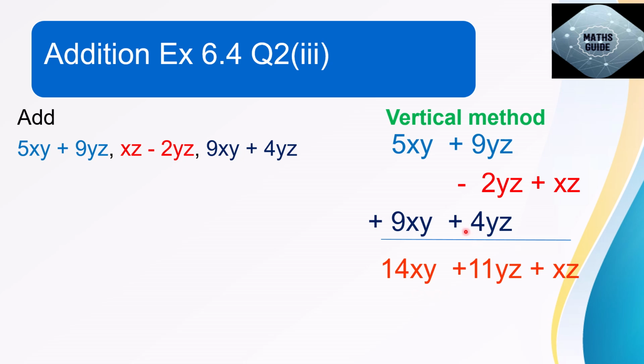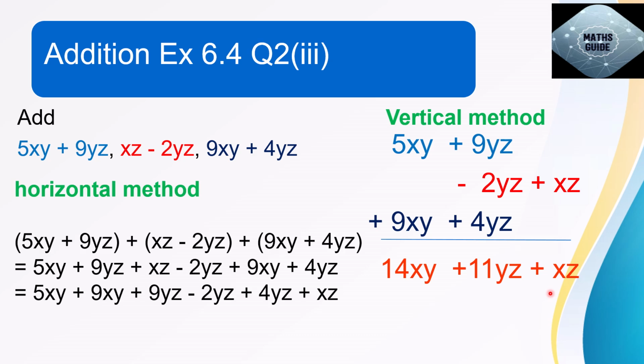Then we have again two positive signs and one negative sign. We can add first the two positive signs. We get 13. 13 minus 2, we get 11. So we can add or subtract just like you have already studied in your previous classes. Then xz will be dropped down as it is.